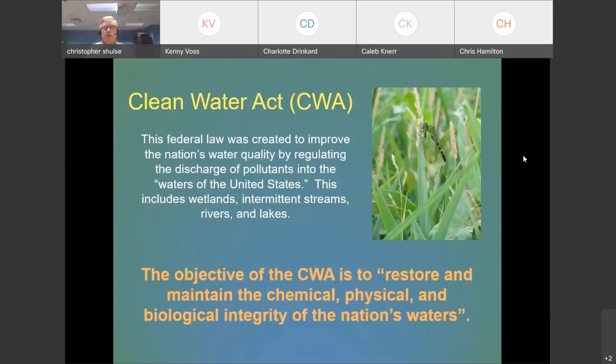And the objective of this act is to restore and maintain the chemical, physical, and biological integrity of the nation's waters. And that word restore is very important because it defines the fact that when we have impacts, we have to make sure that we are not just putting a Band-Aid on what we do. We have to restore these aspects of the waters, the chemical, physical, and biological integrity of the waters that we impact.